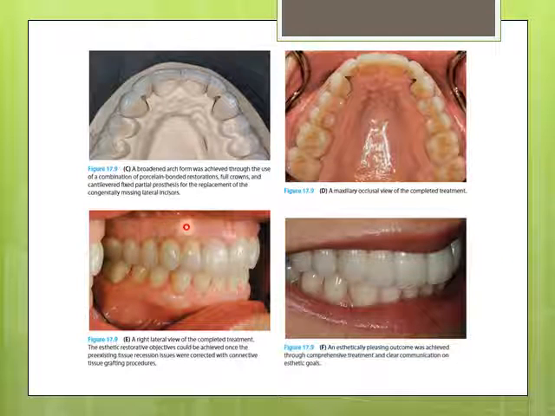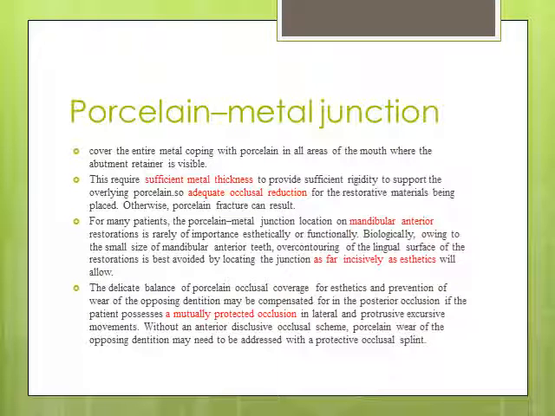Periodontal health is very important for fixed bridges. Porcelain metal junction is the third part that we discuss, after margin location and margin material. Here the porcelain metal junction covers the entire metal with porcelain, which is very important for aesthetics. But this requires sufficient metal thickness to support the porcelain from occlusion.